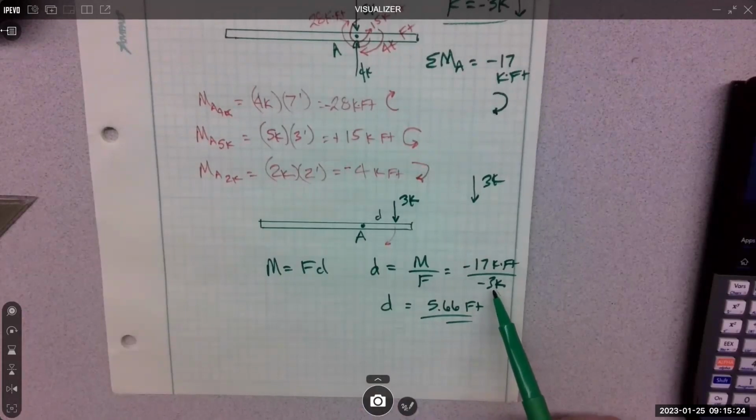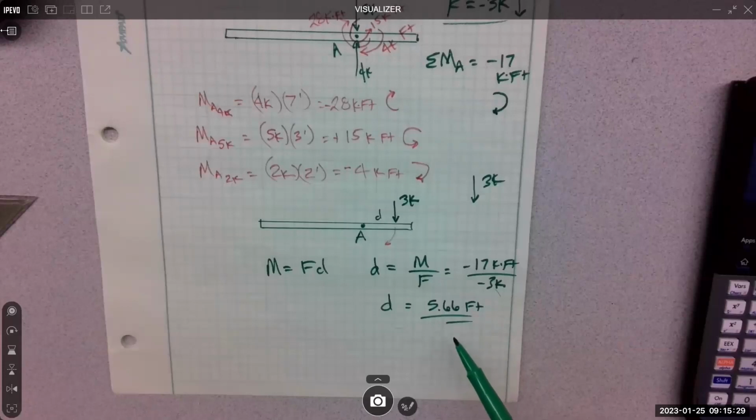17 divided by 3. Is it correct to think of moment as torque? Yeah, absolutely. Us engineers just call it moment. Go into an auto shop, they're going to call it torque and then say, what the hell's a moment? What are you talking about?